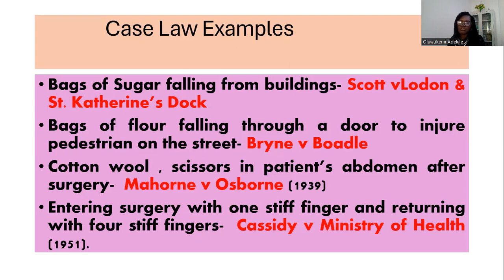So the court will now place the burden on the defendant that had custody of this thing, whether an item or a process or an event, to explain to us how this happened without your negligence. So if this is done, if these 3 elements are found, then the court is likely to apply it.